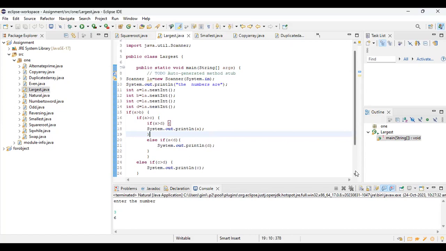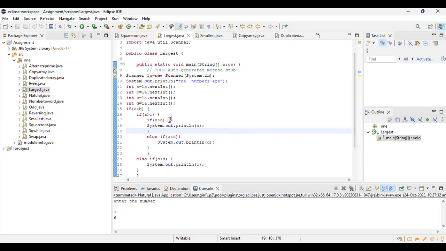If A is greater than B, then it will continue with this loop. Let us assume that A is greater than B, it will go and check with A and C. And again, if A is greater than C, then again it will go and check with D. If A is greater than B, C and D, it will print the largest number as A. Otherwise, if in the first condition itself A is not greater than B, then it will come out of that if loop and go to the last loop.